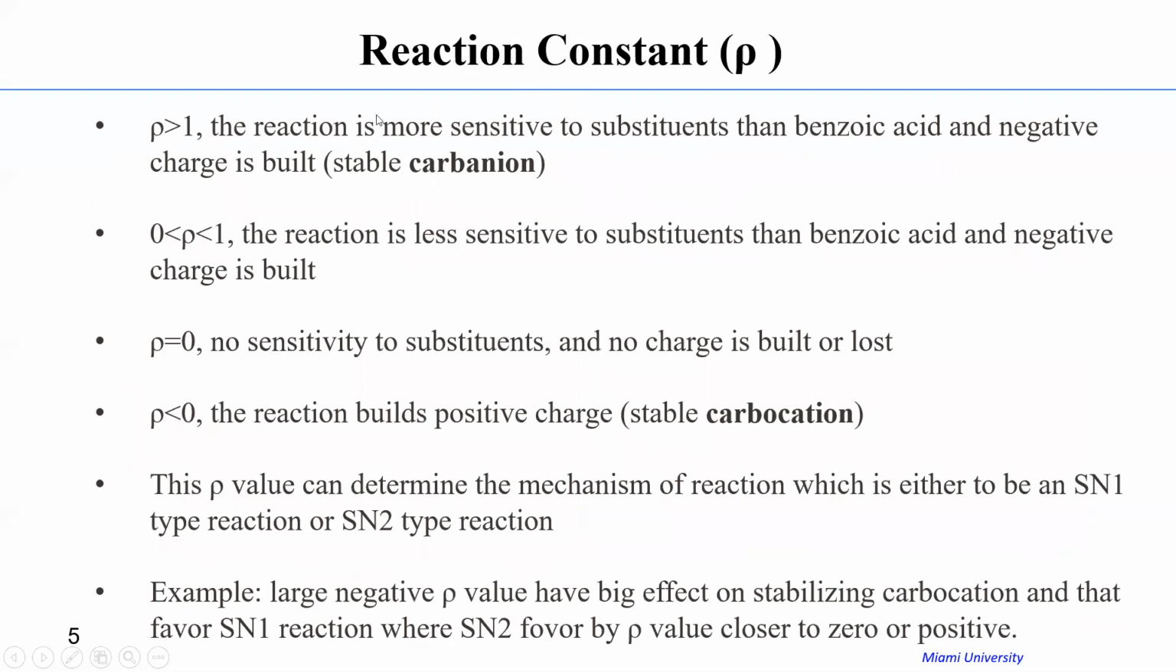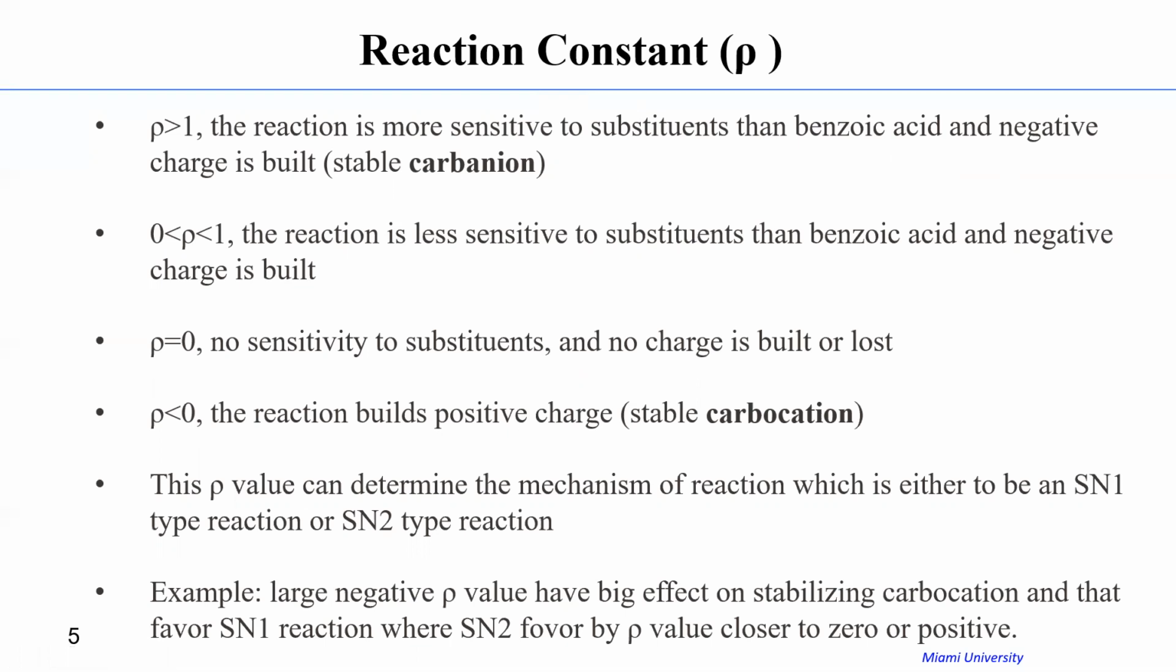Then I learned that if rho is more than 1, that gives more sensitivity to substituents than benzoic acid, and a negative charge is built, and in that case a stable carbanion. If it is 0 to 1, a less stable carbanion. If it is 0, no positive or negative charge is built. And if it is less than 0, then there is a stable carbocation and a positive charge is built.